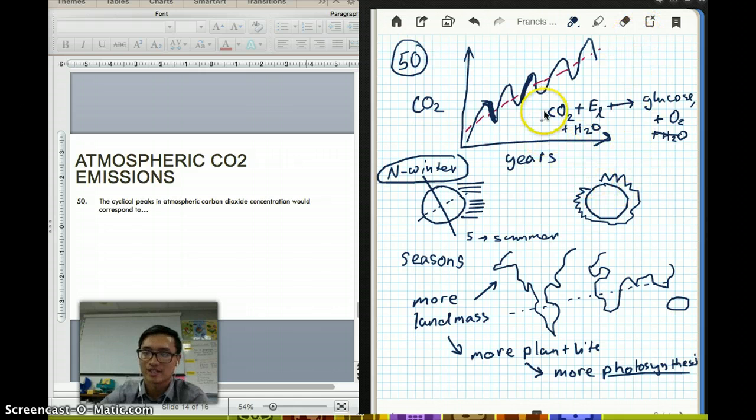There's a lot of connecting the dots here. There's the graph, there's the whole seasonal thing, the tilt of the Earth. There's the idea that there's more landmass in the northern hemisphere, therefore it conducts more photosynthesis, and you actually have to know the reaction of photosynthesis. So I can understand why number 50 was a tough question, but I think you guys should have still gotten it anyways.